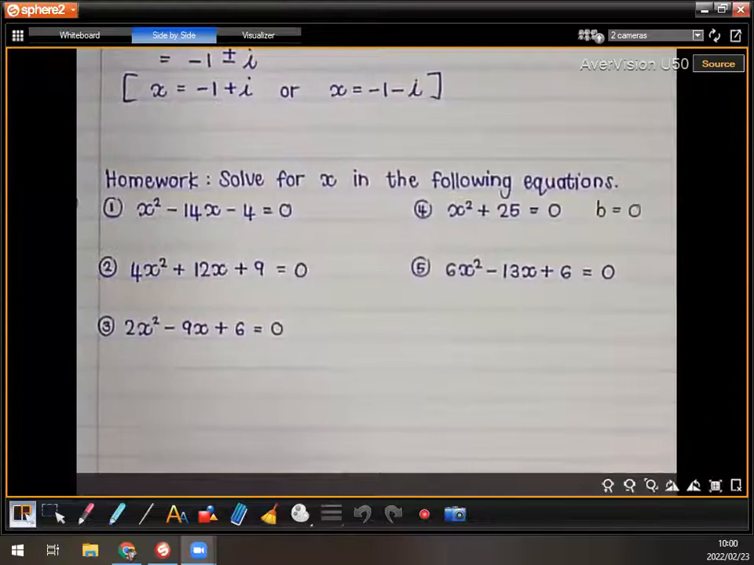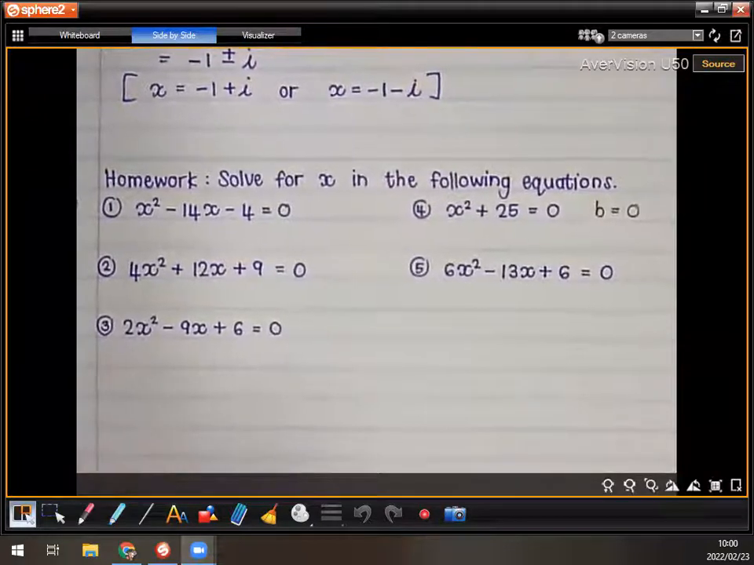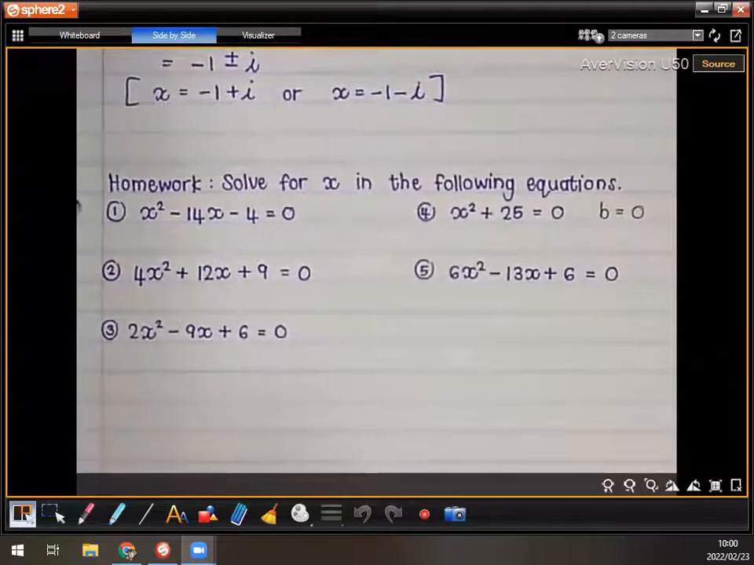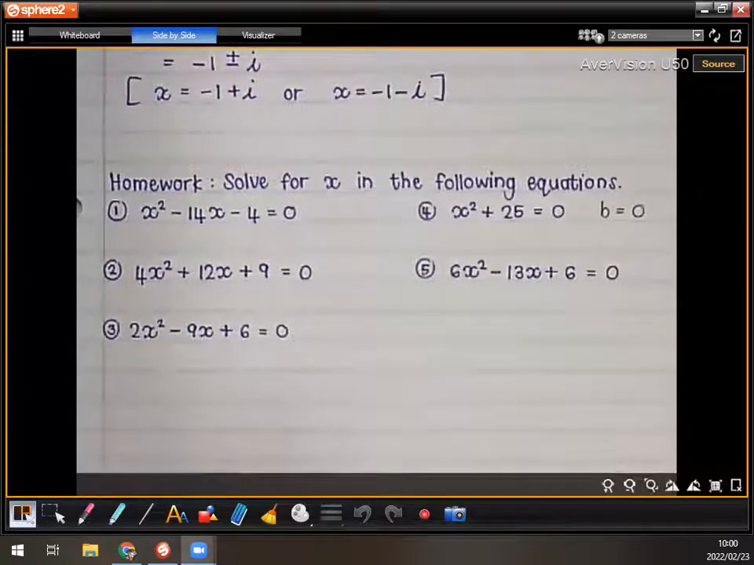So there's no x term. So you're not putting x in, you're putting the number.